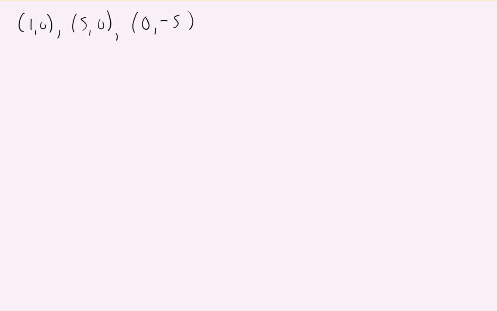So it doesn't say whether it wants it in standard form, vertex form, factored form. All of those would technically be acceptable. But if you think about this as a picture, (1, 0) is an x-intercept, (5, 0) is an x-intercept, and (0, -5) is a y-intercept.